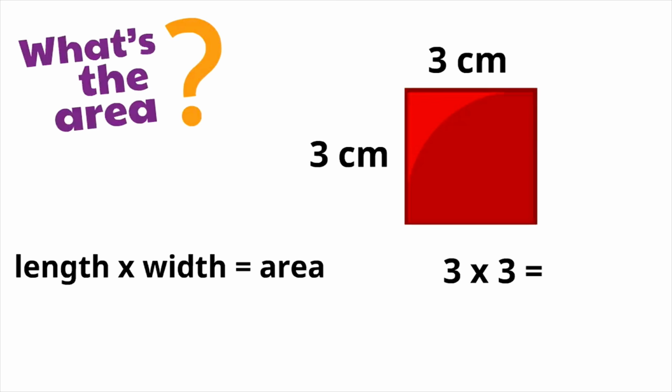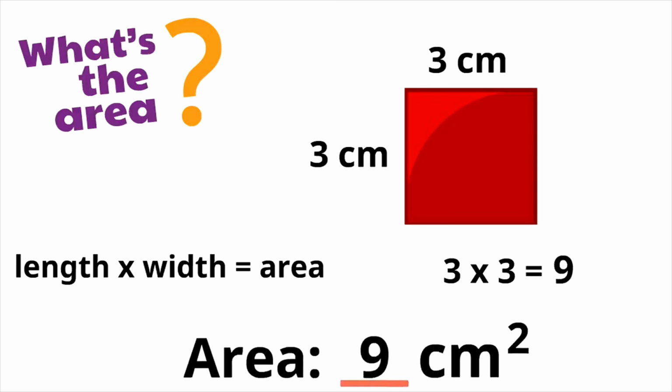What is 3 times 3? Do you know? Yeah, 3 times 3 is 9. The area of this square is 9 centimeters squared. That little 2 next to centimeters means squared. It tells us that the square has 9 square centimeters of space inside.